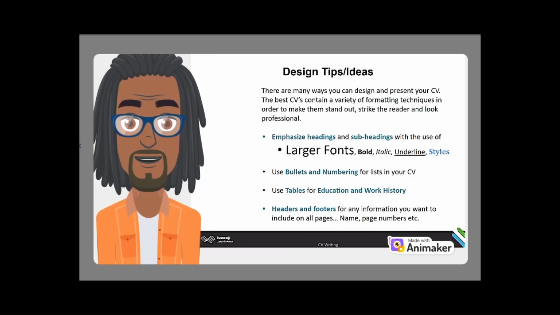Design tips and ideas. Things to make your CV stand out from the crowd. I would advise to emphasise headings and subheadings with the use of large fonts, bold, italic, underline and styles. Use bullets and numbering for lists in your CVs. Use tables for education and work history. Even headers and footers for any information you want to include on all pages. Keep your design simple. Don't overuse colour. Make it easy for the reader to read all the information.